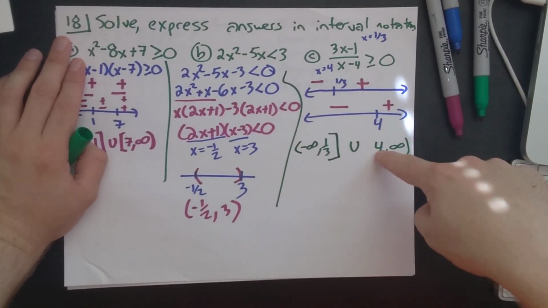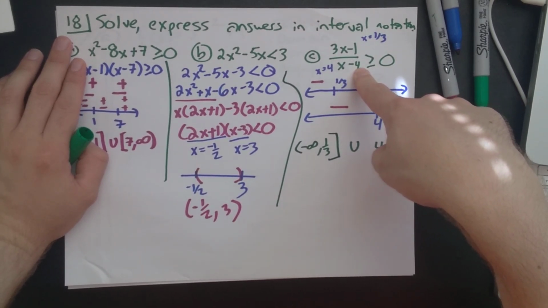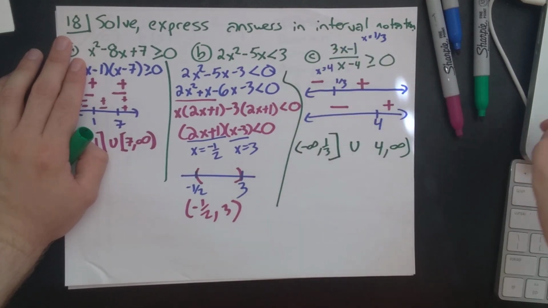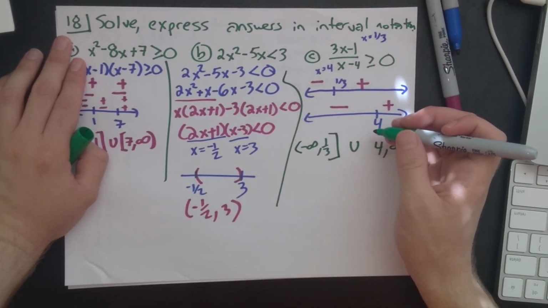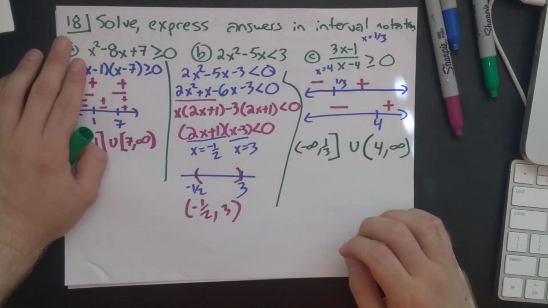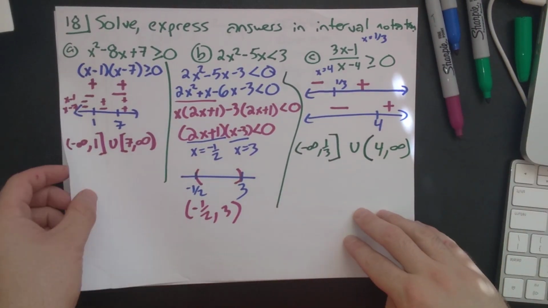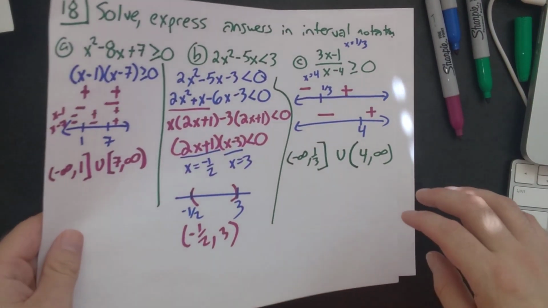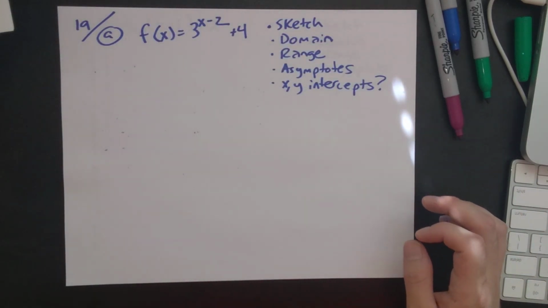But when x is 4 here, the denominator is undefined. So it's not in the domain of this expression here, this function here. So we don't want to include it, and we draw an open parentheses there. Okay, so that's problem 18. So I'm solving some more interesting inequalities than earlier in this problem set.